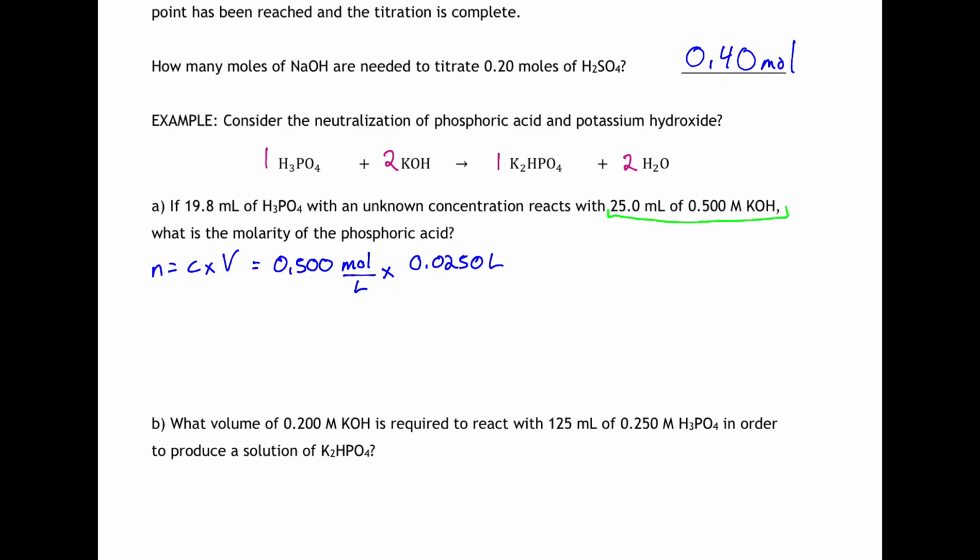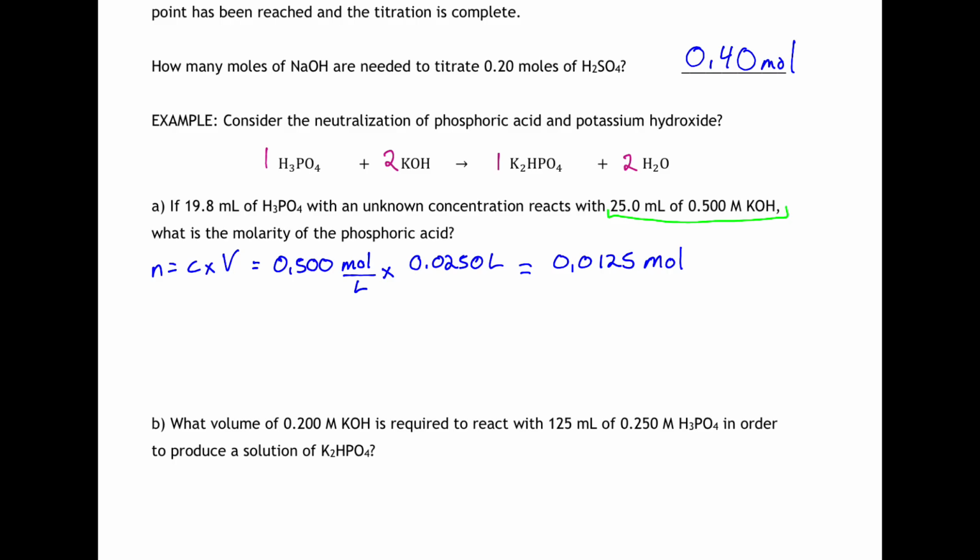So 25 milliliters into liters, and now we can do our math step. Let me just do it. Might as well do it live. I'll do it this way. 0.5 times, what am I doing a calculator for? 0.0125 moles. I didn't need a calculator for that.